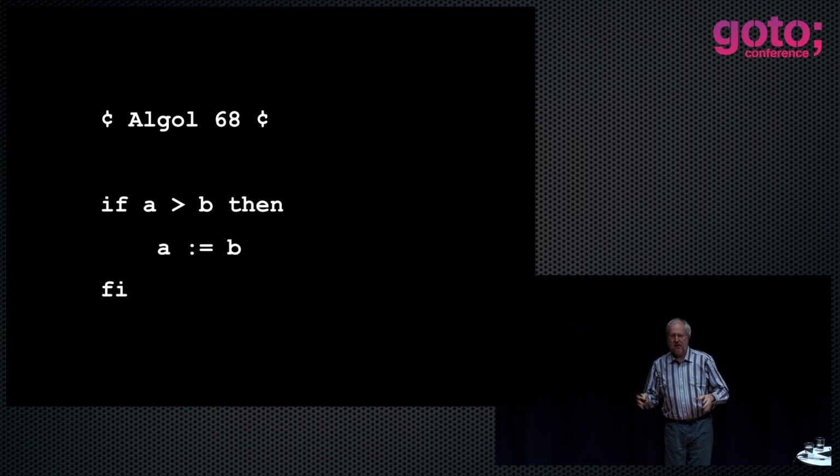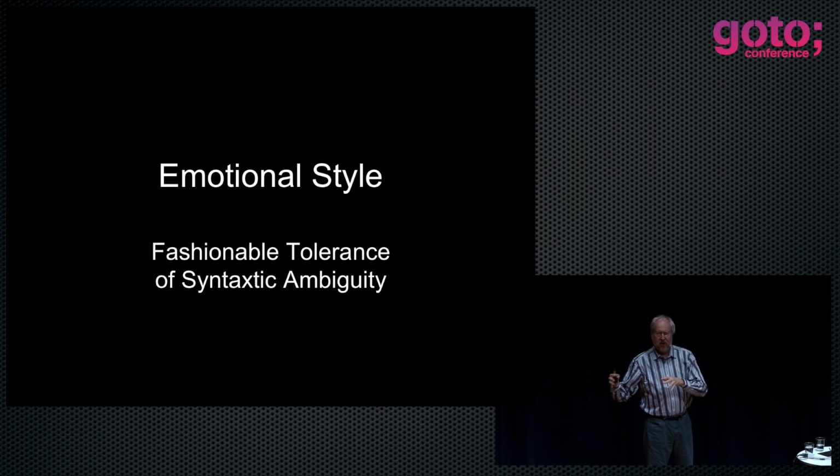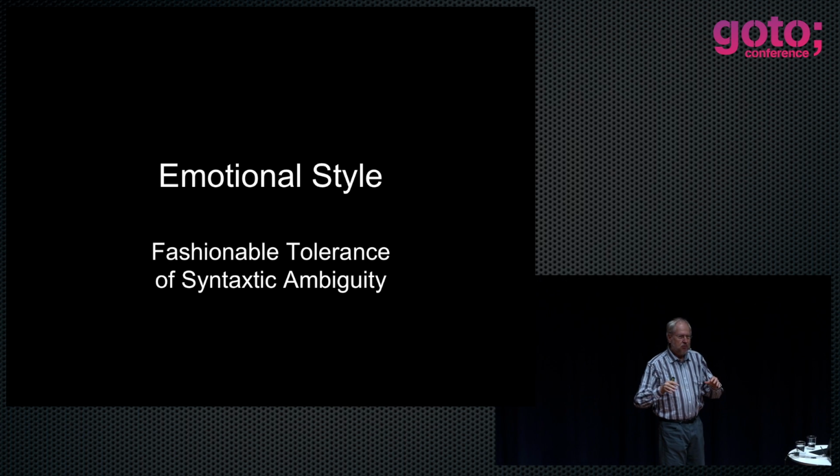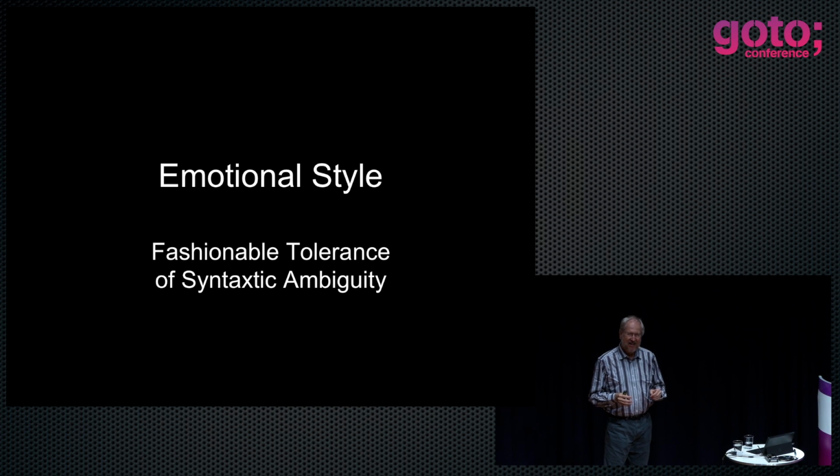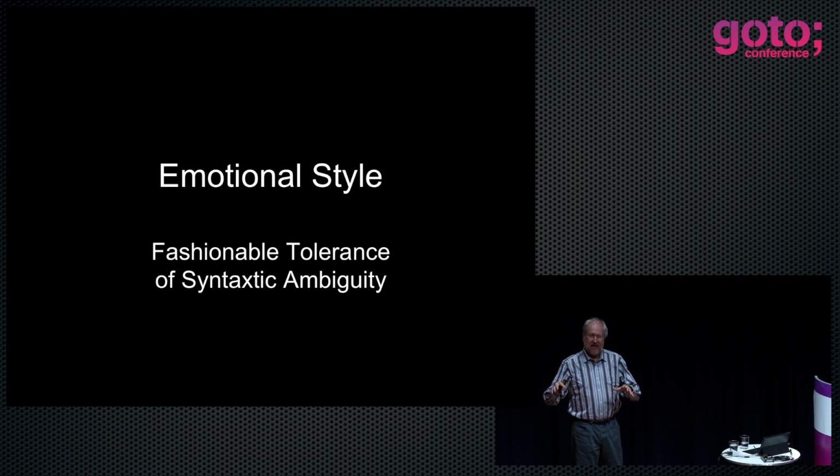So what we really like is emotional style. We could have minimal syntax, but we don't. We want the emotional syntax instead. And in particular, what we're looking for is fashionable tolerance of some syntactic ambiguity. Ambiguity is bad in programming languages because ambiguity causes confusion, confusion causes errors, and we want zero errors in our programs. But we love syntax, which makes it more likely, and in fact enables errors to occur, which couldn't occur otherwise.